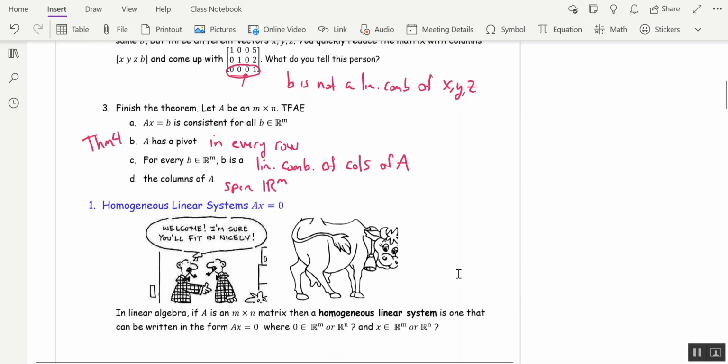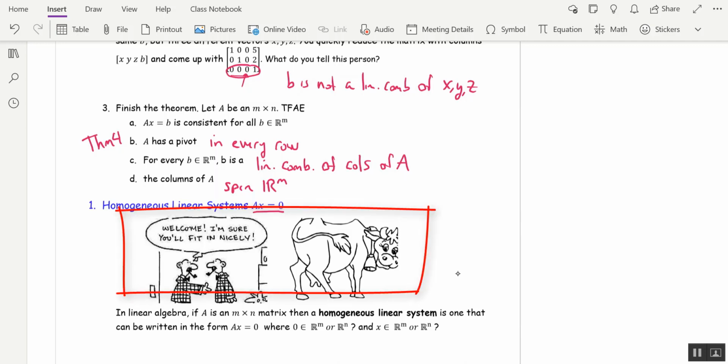All right, a homogeneous linear system has the form AX equals 0. So homogeneous is one of those overused words in math, but in this context, it means a linear system of the form AX equals 0.